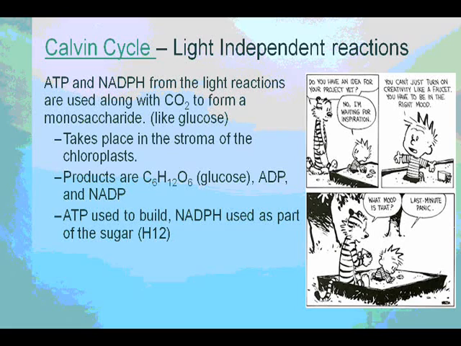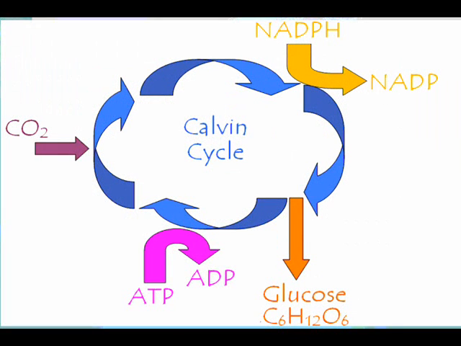ATP is the energy source, and NADPH is used as part of the sugar. That's where we get those 12 hydrogens from. Gas exchange occurs through leaf pores called stomata, so that's how the oxygen gets out and the carbon dioxide gets in. Here is a basic diagram of what happens in the Calvin cycle.